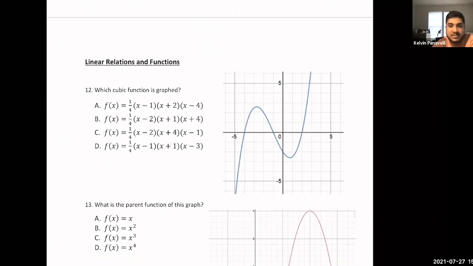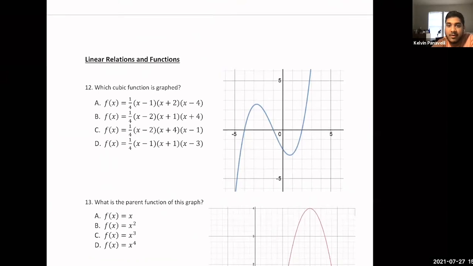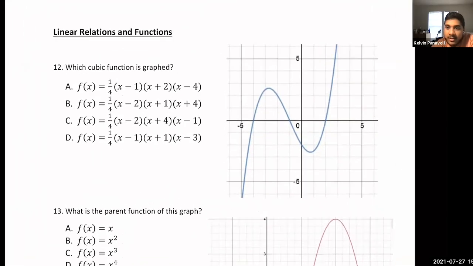So perfect. All right. Let's see who's up. Linda Echeverria, can you read this question for us? Which cubic function is graphed?